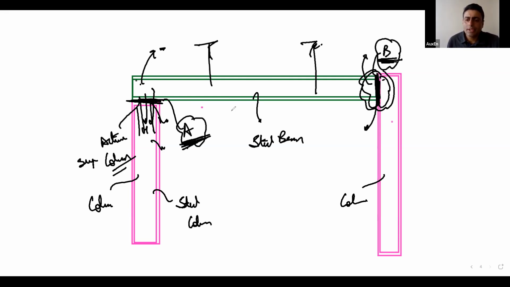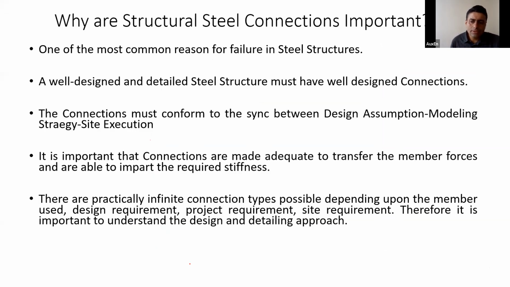Rajenji is asking, is connection A a shear connection? No, actually you can develop this connection also as a moment connection. Even this connection assembly like this can be developed as a moment connection. So what I was trying to make a point over here is that there are limitless possibilities for your connections, depending on the member used, the design requirement, the project requirement, and the installation requirement. So therefore, we cannot discuss.